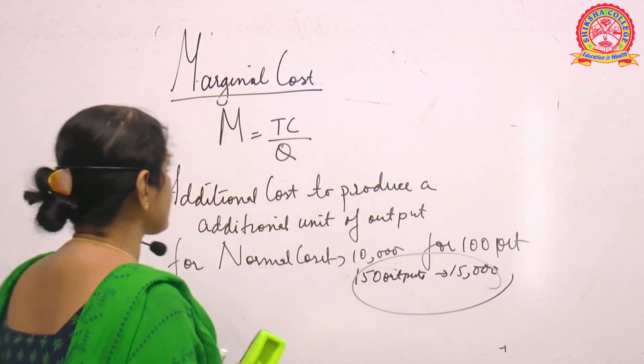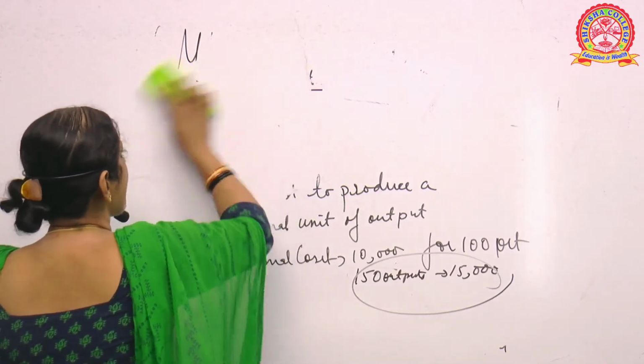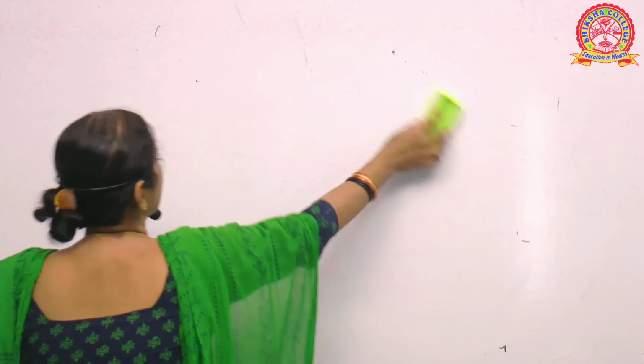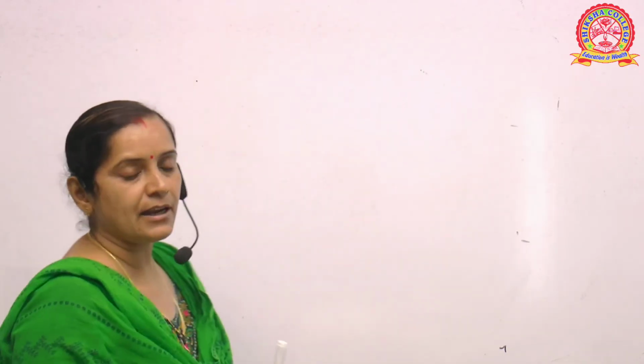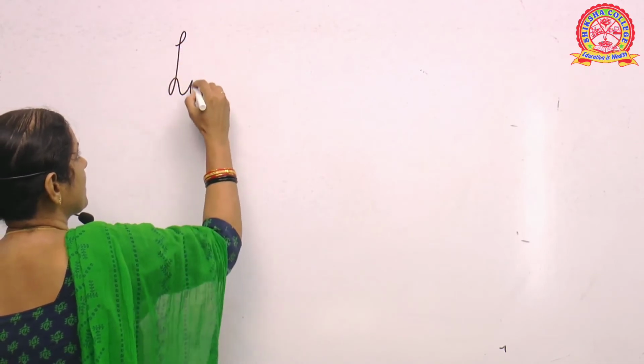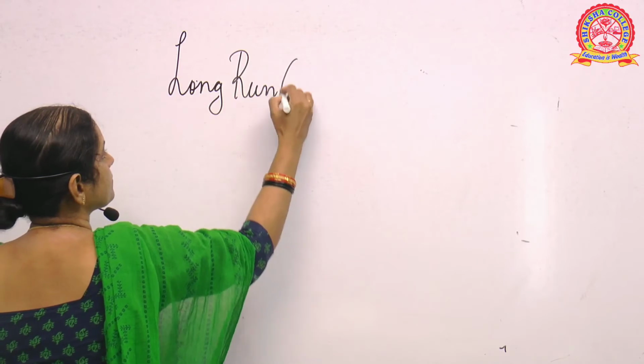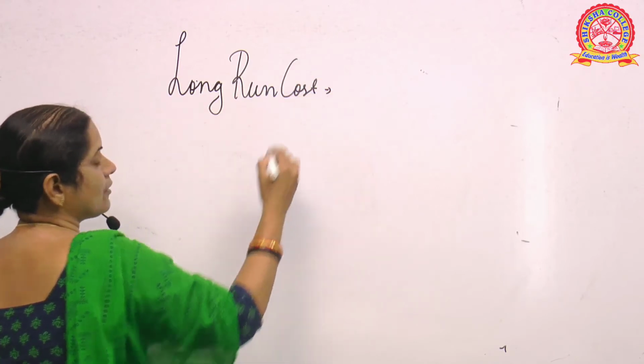Now let us discuss another one, that is long run cost. I told you cost function is of two types, I have already told you, short run and long run. Now let us discuss the long run cost. Long run cost means over a period of time, over a long period of time.